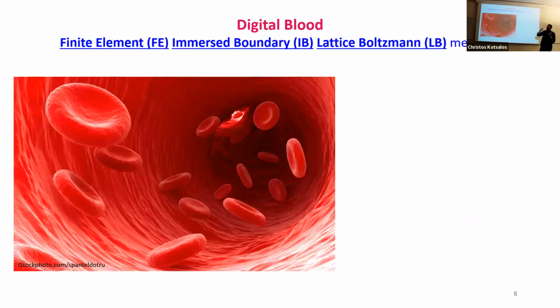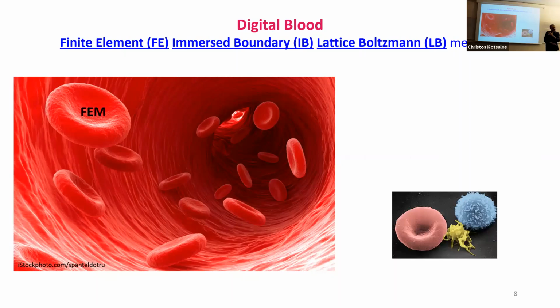Now I'm going to move from the partial differential equations and describe the discretized version of these equations. For this, we are using multiple methods. We are using the finite element method for the resolution of the deformable blood cells. And of course, here we don't have only red blood cells, but we can resolve other kinds of cells like platelets and white blood cells. We use the lattice-Boltzmann method in order to resolve the blood plasma. And for the coupling of the two phases, we are using the immersed boundary method.